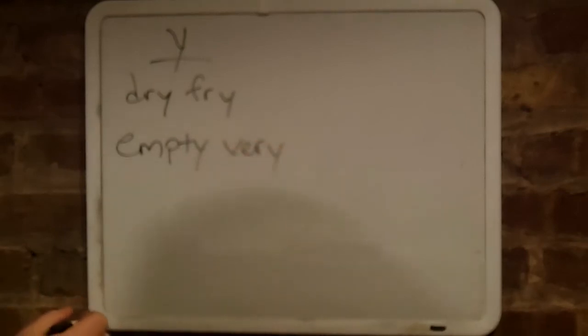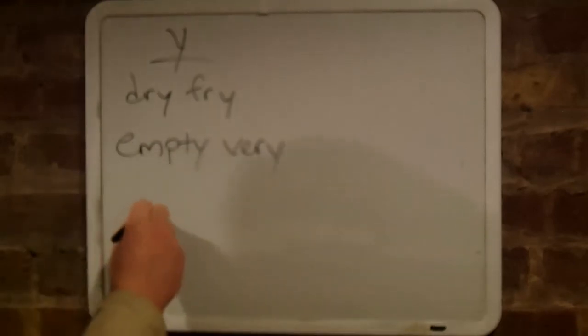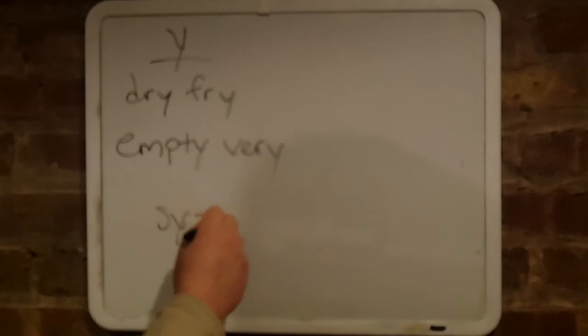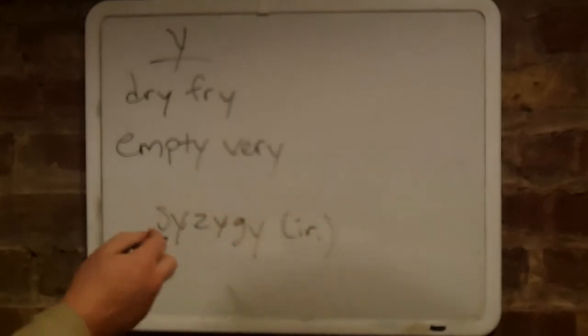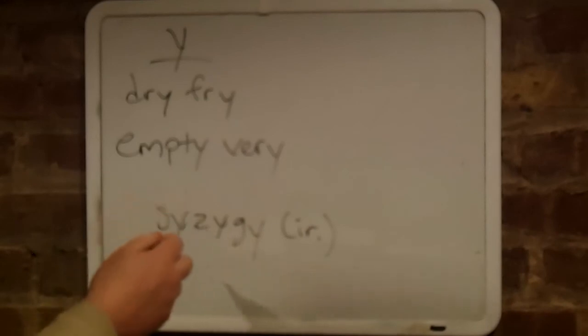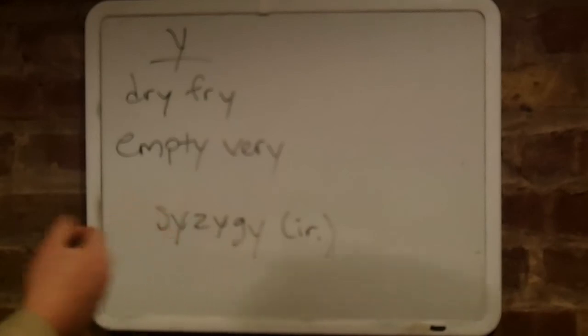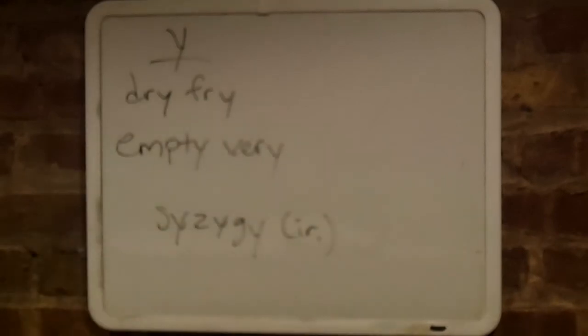There are a handful of words where Y makes the ih sound, but they're rather infrequent, so I'm going to skip those. The only one I can think of off the top of my head is syzygy. Syzygy is irregular, and that's the only word I can think of where you have three Y's and they all make the ih sound. And that takes care of the vowels.